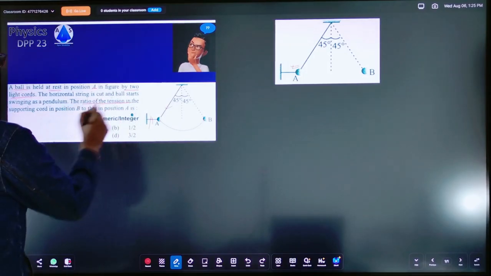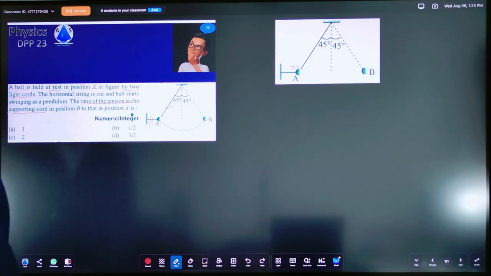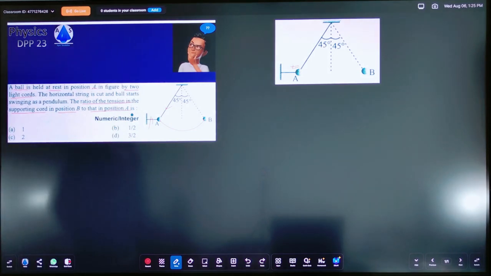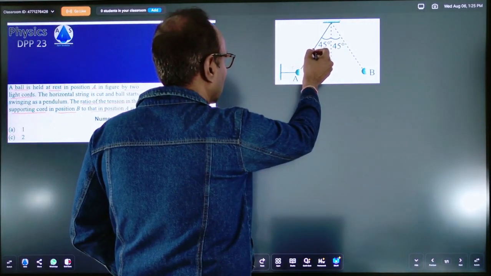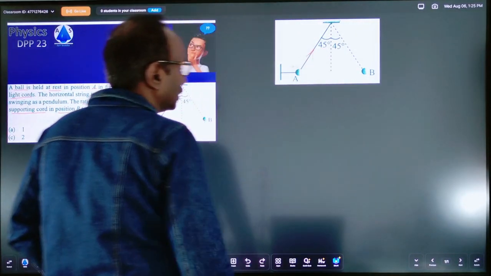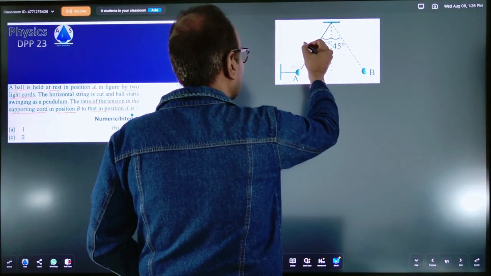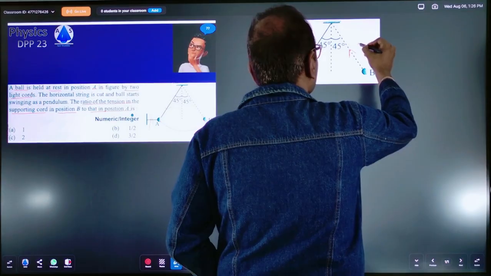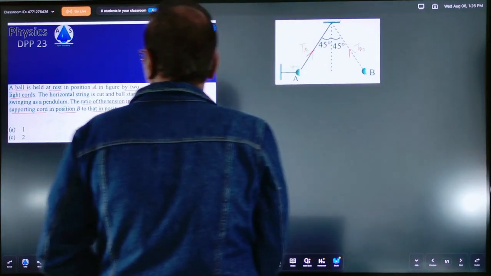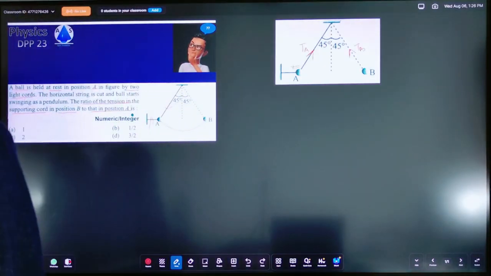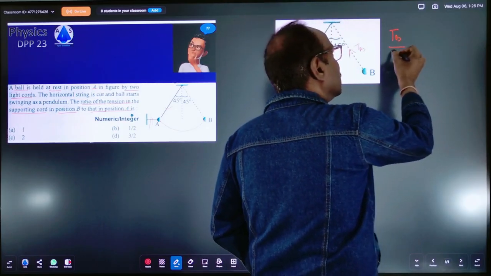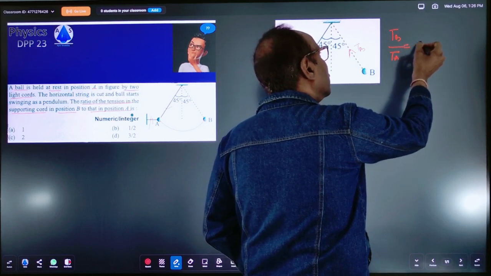The ratio of the tension in the supporting cord in position B to that in position A. The supporting cord they're talking about is this. So suppose at this position the tension was TA in it and here it was TB. The ratio of the tension in position B to that in A. So as per the question, TB by TA will be.